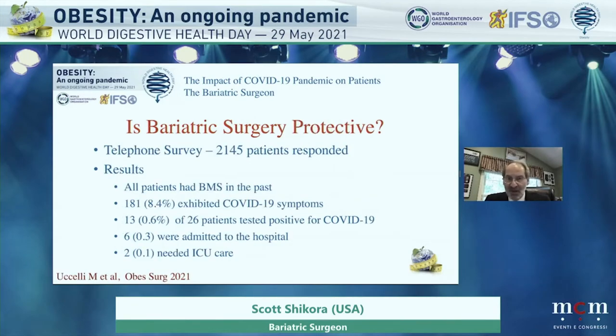Clearly a difference. And is bariatric surgery protective? In this study, a telephone survey of 2,145 patients who had bariatric surgery in the past, the number of patients who developed symptoms suggestive of COVID was 8.4%, which is about the average for people who are not overweight. But amongst that group, only 6% tested positive for COVID, so 0.6%. So most of them actually didn't even have COVID, very few were admitted to the hospital, and very few needed ICU care. So bariatric surgery may have helped this group of patients ward off COVID to a greater degree than anything else that we had available to us.